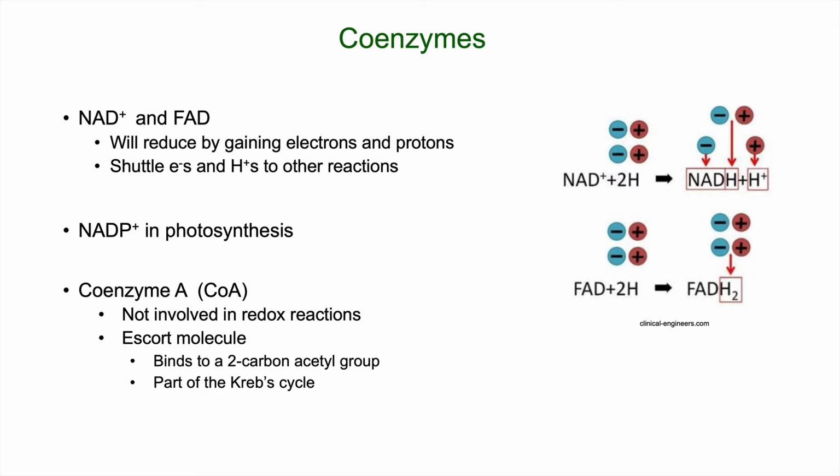And then there's another coenzyme, coenzyme A, usually just abbreviated CoA, that isn't involved in redox reactions. Instead, we're going to see it's an escort molecule. It binds to what we'll see as a 2-carbon acetyl group, and then helps to transport it into a pathway called the Krebs cycle or the citric acid cycle, depending on which textbook you're reading.